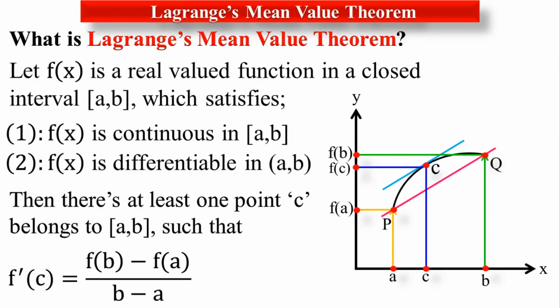The final summary of Lagrange's mean value theorem is that if I have a function f of x, which is a real valued function in a closed interval a comma b, where function f of x is continuous and f of x is differentiable, then there is at least one point, which is C, within the interval a comma b. The point C must be between a and b. It should be within that limit, where the point C will be calculated by this equation: f prime of c equals f of b minus f of a over b minus a, which is the equation of Lagrange's mean value theorem.